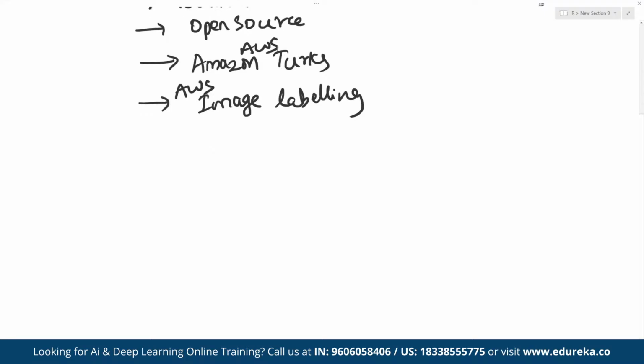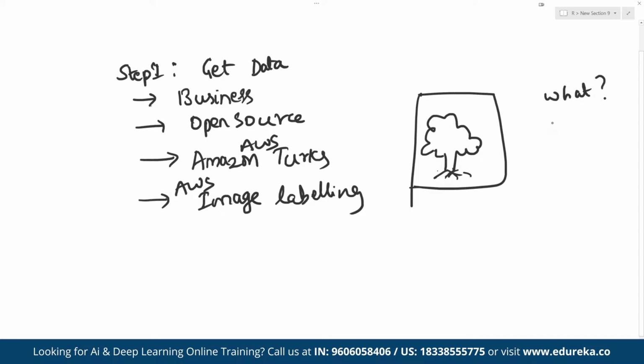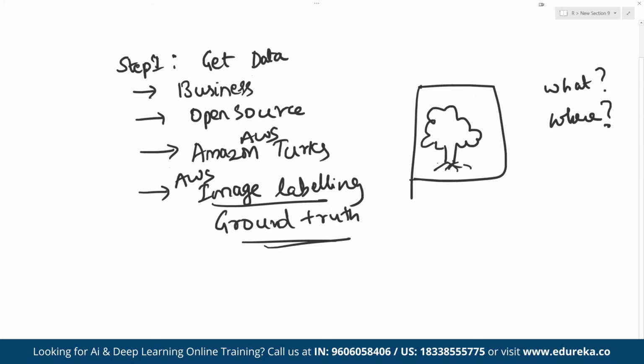Now, when I'm talking about getting the data, what exactly is the type of data we are looking for? Suppose the task is, for a given image, let's say this is an image which contains a tree. For this given image, I want to identify what is present in the image, and I also have to identify where it is present. If I want to identify both, what and where, then my training data should basically have these two things.